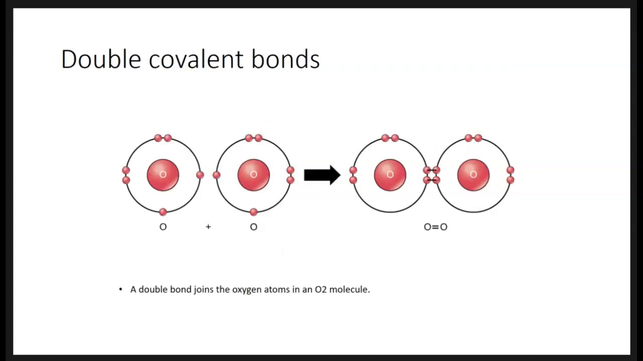There can be situations where 2 electrons are shared between the same 2 atoms. And so here we have oxygen sharing 2 electrons between those 2 atoms, forming molecular oxygen, or O2, and this is the molecule that floats around in our atmosphere.